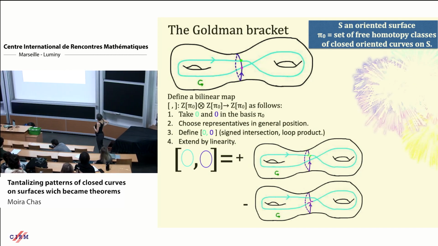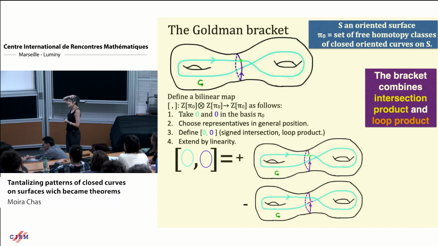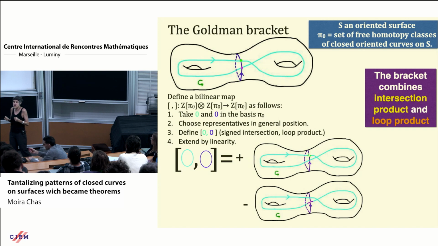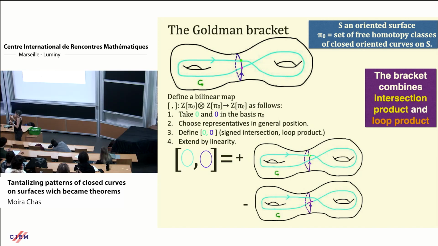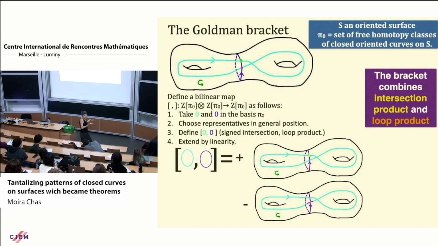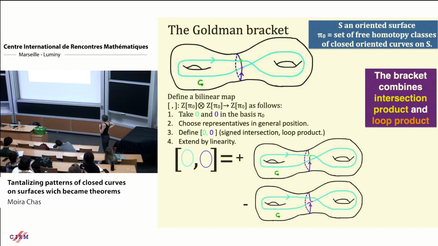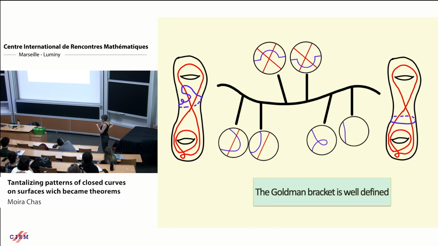So, important thing. This is done, and this bracket is done combining two operations that we know well, which are the loop product, which of course in free homotopy classes I can do, but I'm going to do it at each place where I can do the loop product, and there I perform a product, and the intersection. So these two things are merged together in this operation, and it's well defined, as I said.